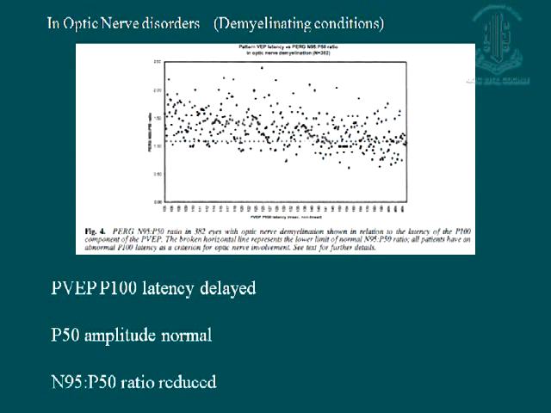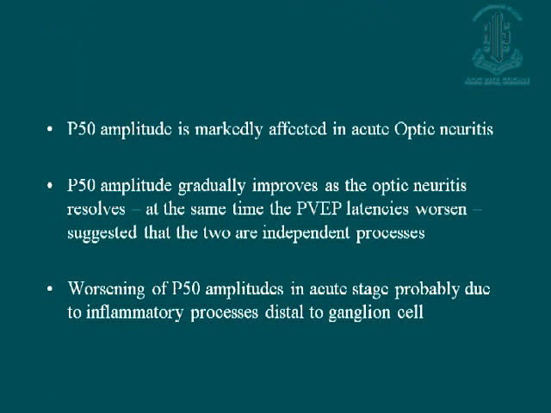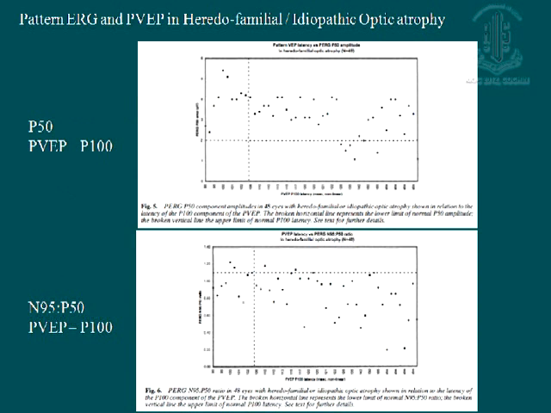optic nerve diseases. Now, having said that, it's important to realize that if you do a pattern ERG in a patient with an acute optic neuritis, you are going to get abnormal P50 values. So you have to be careful. Whatever has been described so far are in cases beyond 3 weeks where the optic neuritis is more or less resolved. And those are the findings in this. In an acute case, you may get P50 abnormal because there is said to be some inflammatory component even distal to the ganglion cell in these cases.